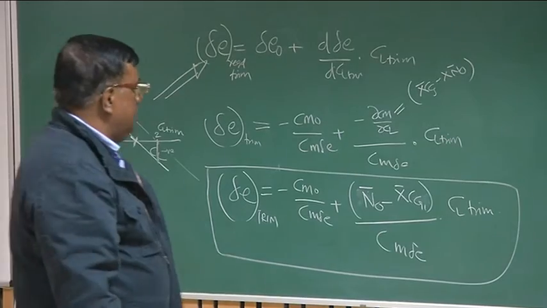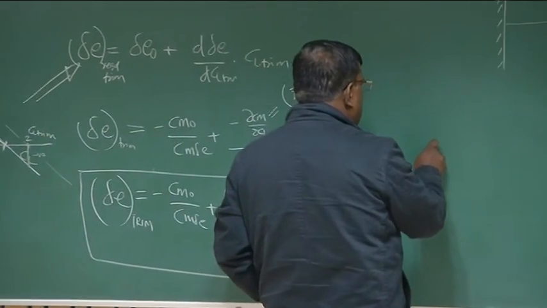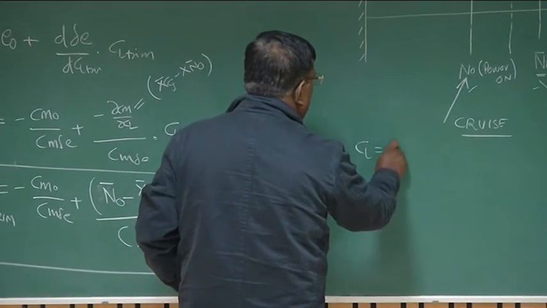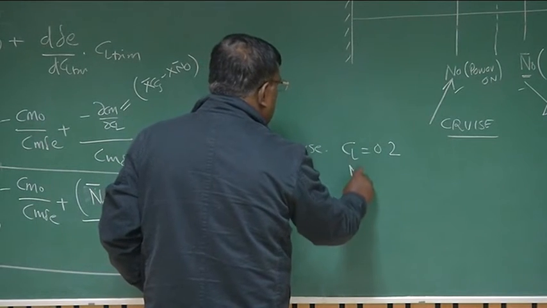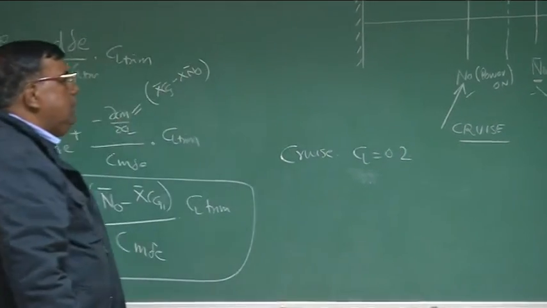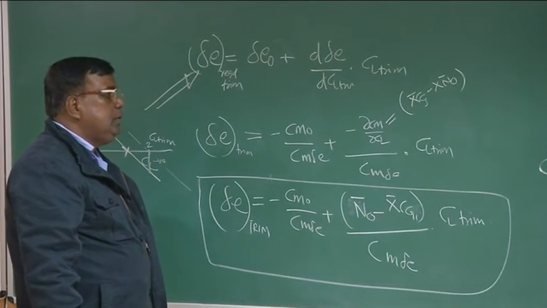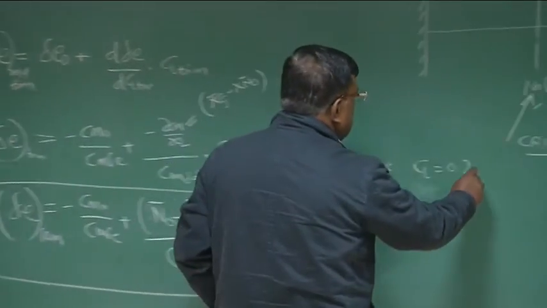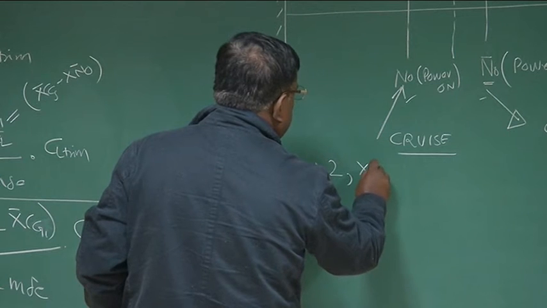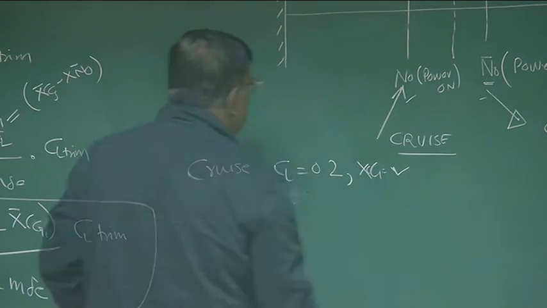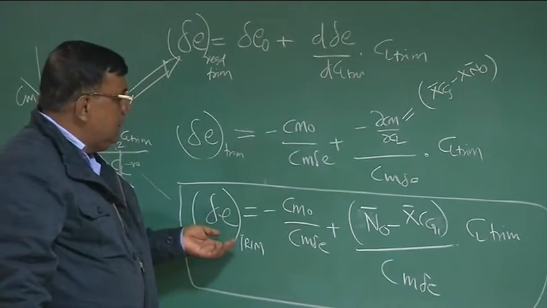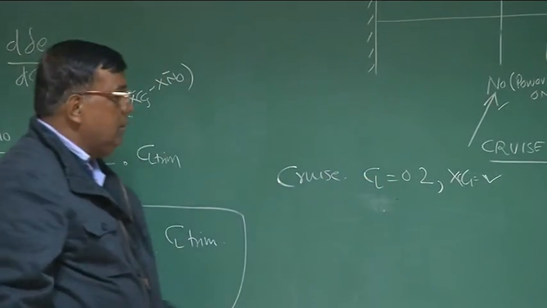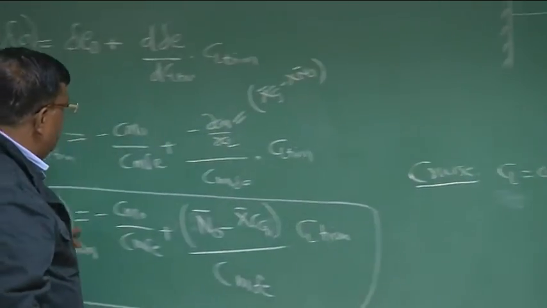Okay? Now see here. Suppose we want to cruise at CL equal to 0.2 for a given xCg location, right? xCg is fixed, some location. Now, when I want to know how much delta E trim I should have for CL equal to 0.2 while cruising, this is important. How do I use this formula?